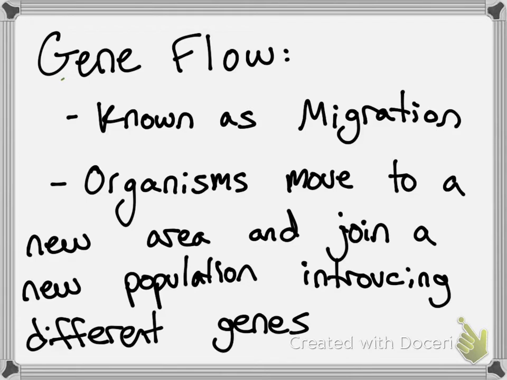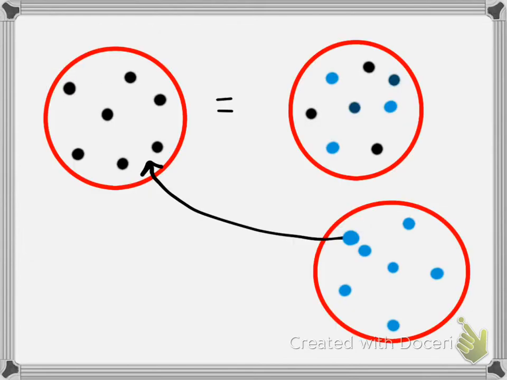The next way is gene flow. With gene flow, it's also known as migration. Organisms move to a new area and join a new population, introducing different genes. So you're going to copy this down.